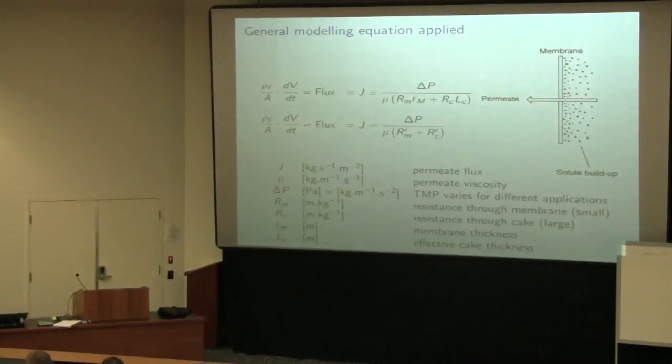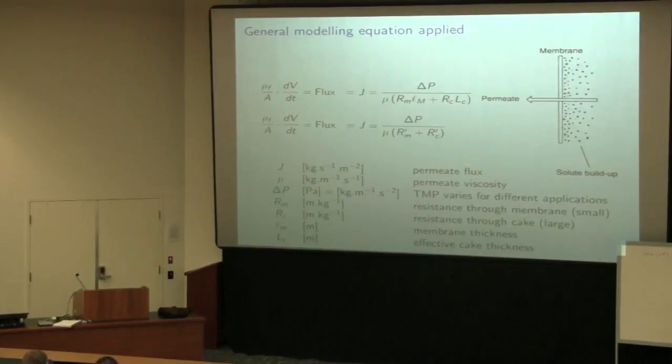Let's introduce a bit of terminology here. We're going to start dealing with the equations for the rest of the class and end up with an example where we've used this equation. Just the notation: we have our membrane, our feed side over here with the solute slowly building up against the wall, and then our permeate passing through the membrane. That permeate flux is capital J, in kilograms per time per unit area, so kilograms per second per meter squared in SI units.